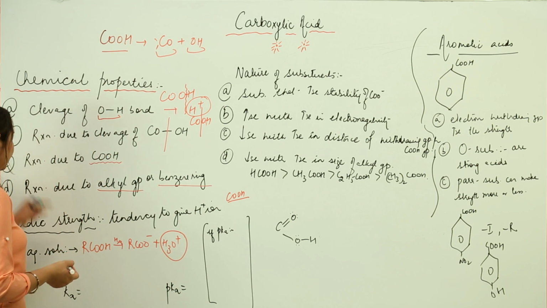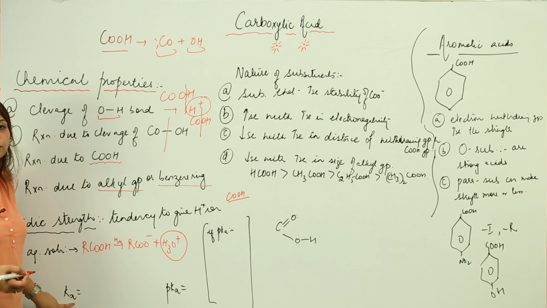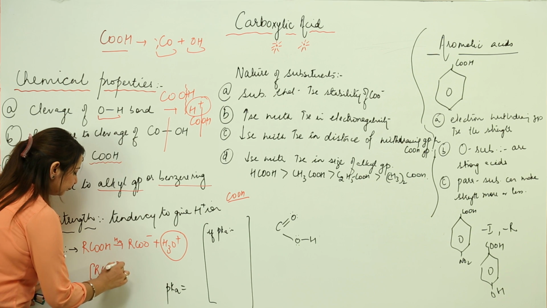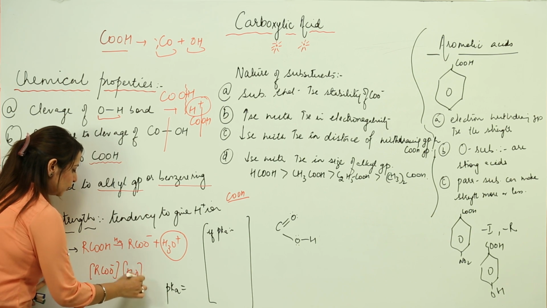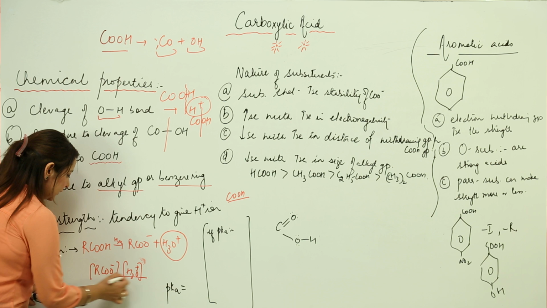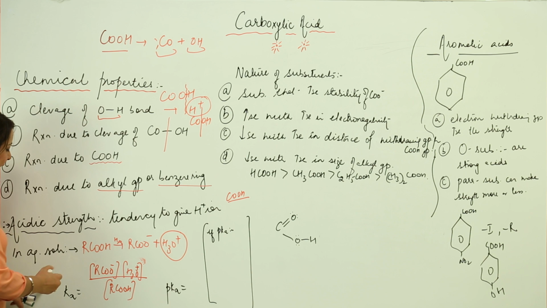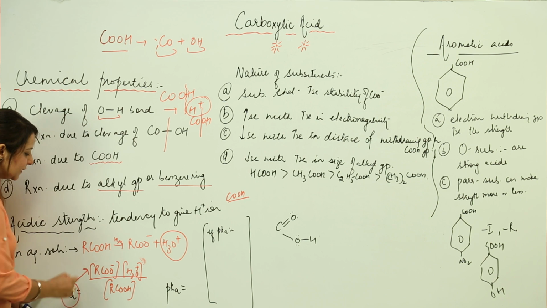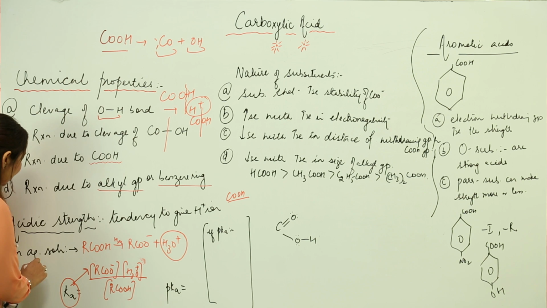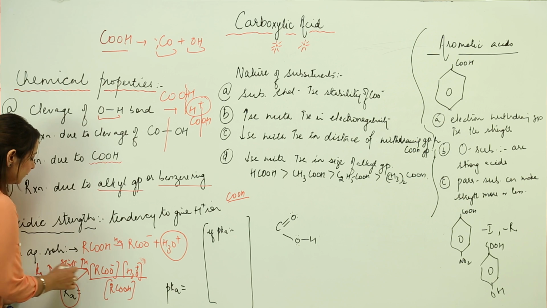If we write an equilibrium constant, or you can say the ionization or dissociation constant for an acid, we can write it in this way: the products, that is the hydronium ion and the acetate ion, divided by the reactant. This Ka is directly proportional to the carboxylate ion and the hydronium ion concentrations. So if the value of Ka increases, the strength of the acid, meaning the tendency to give hydronium ion, also increases.